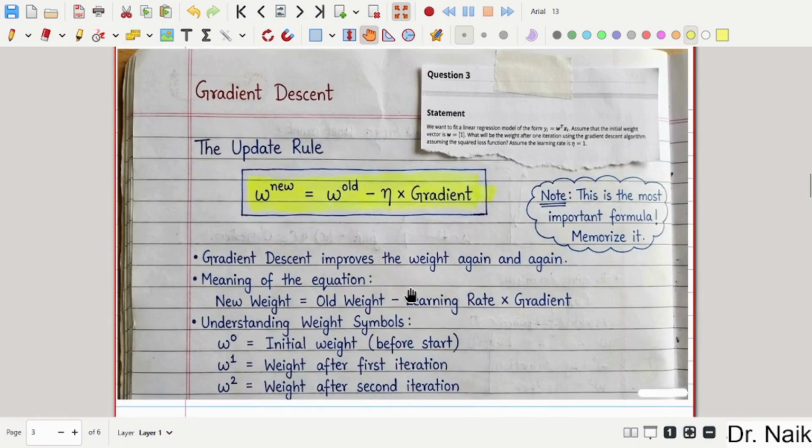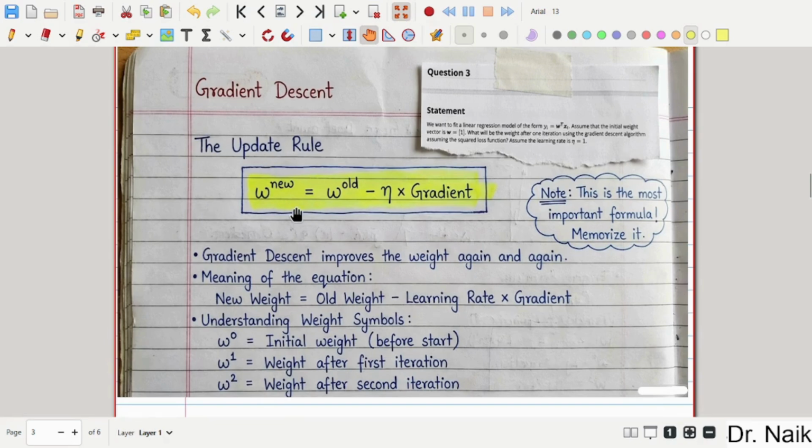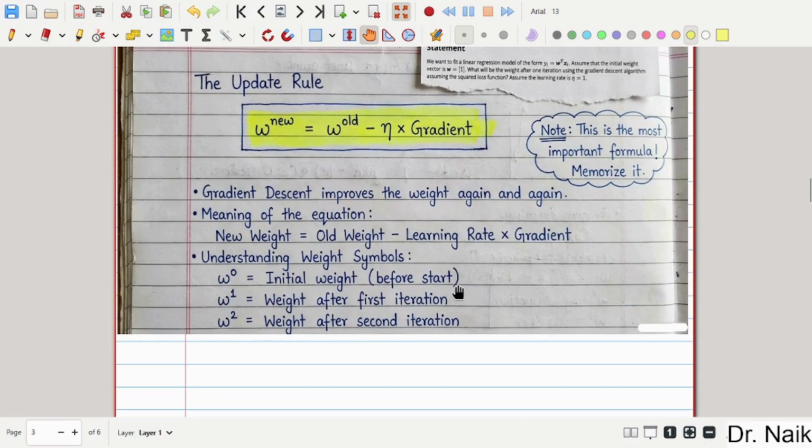Gradient descent improves the weight again and again. Therefore, W new is equal to W old minus eta times gradient, that is new weight is equal to old weight minus learning rate times gradient. Now understand the weight symbols. W superscript 0 means initial weight, that is weight before we start. W superscript 1 means weight after first iteration. W superscript 2 means weight after second iteration.